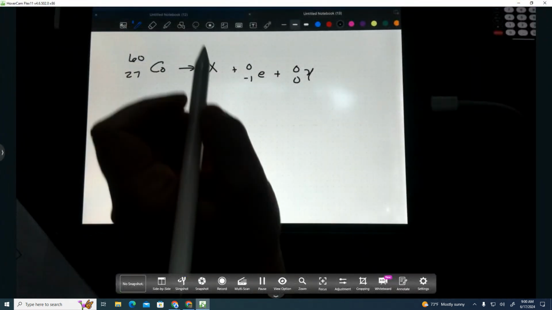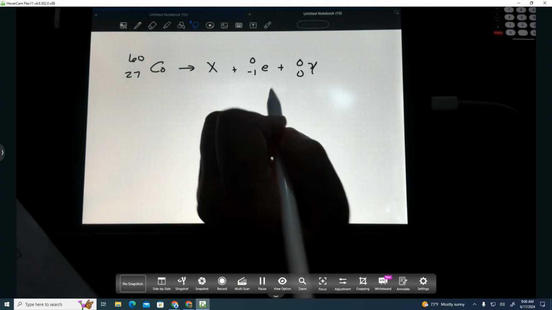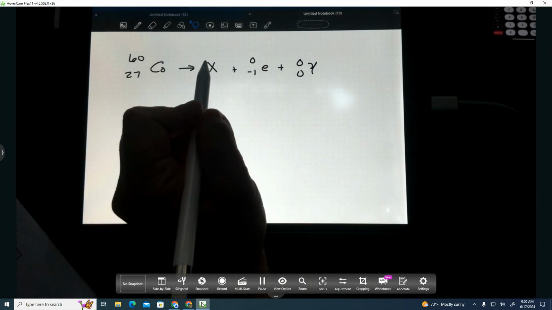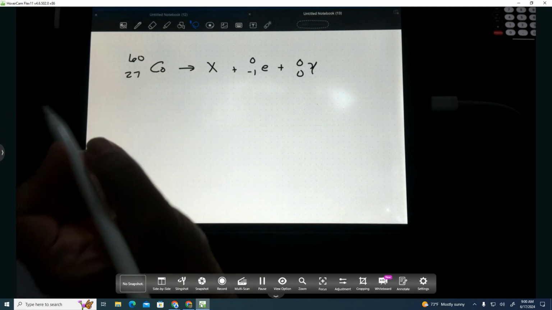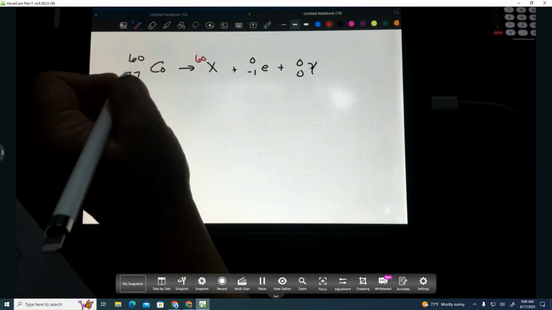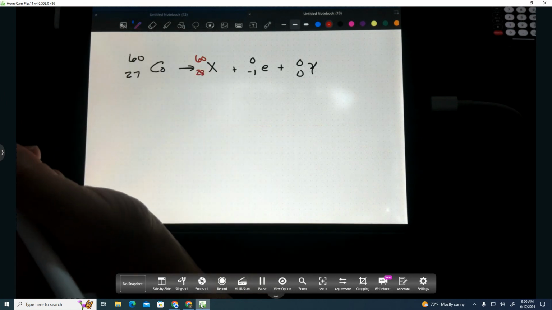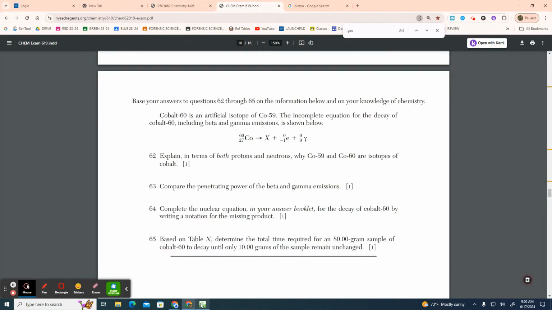What is X? Okay. What number goes up here? 60. And the bottom is going to be 28. What element is 28? Ni. Good. So 60 over 28 Ni. That's your answer for one of these.